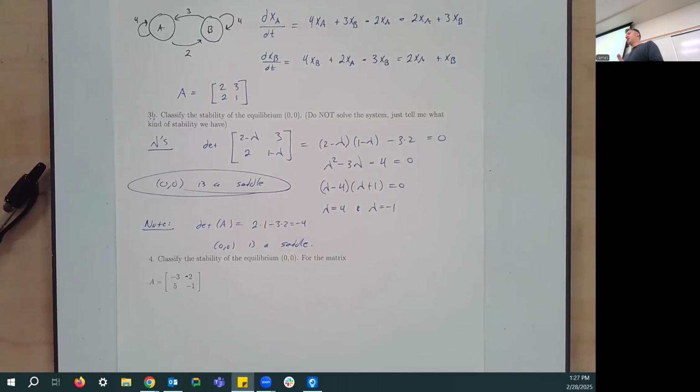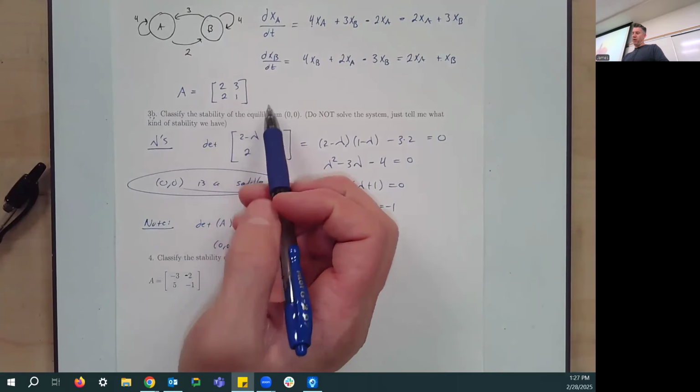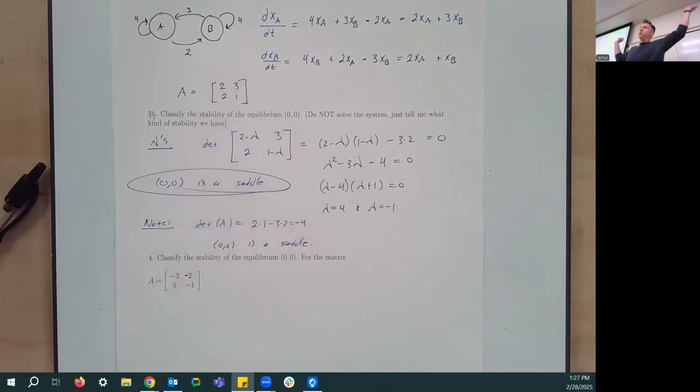If the determinant's positive, it's probably just easier to find the eigenvalues itself. So if you can look at the determinant real quickly and be like, okay, 2 minus 6 is negative, great, we know it's a saddle.